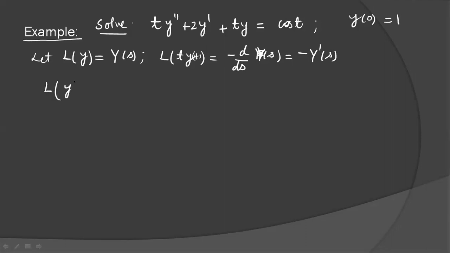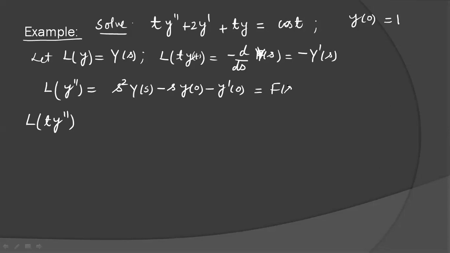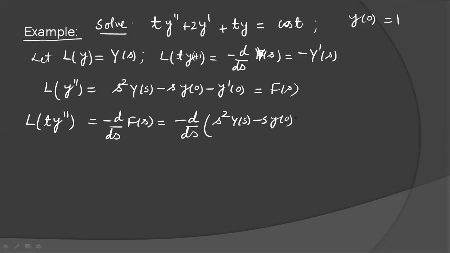What is the Laplace of y double dash? I told you this is s square Y(s) minus s y(0) minus y dash(0). Now if you multiply by t, suppose this is your F(s) now, so it will be minus d by ds of F(s). So you differentiate this Laplace: s square Y(s) minus s y(0) minus y dash(0).